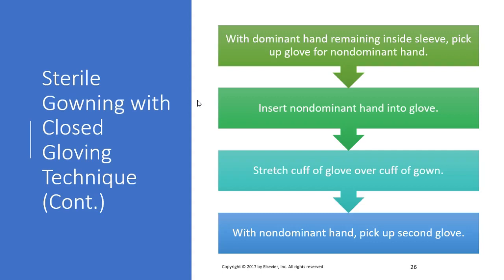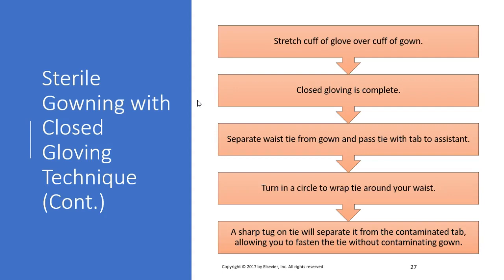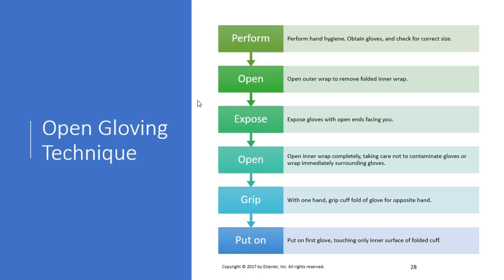With dominant hand remaining inside the sleeve, pick up a glove with the non-dominant hand. Insert the non-dominant hand in the glove. Stretch the glove over the gown. With the non-dominant hand, pick up the second glove. Stretch the glove over the cuff of the gown. Closed gown is complete. Separate waist tie from the gown and pass it to the assistant. Turn in a circle, wrapping it around you. A sharp tug on the tie will free it from the tab, allowing you to fasten the tie without contaminating your gown.